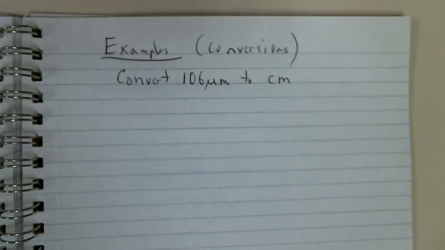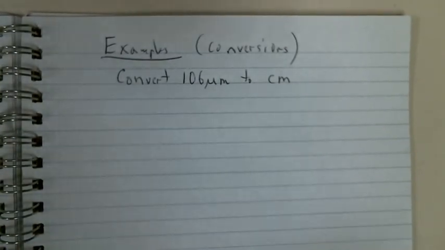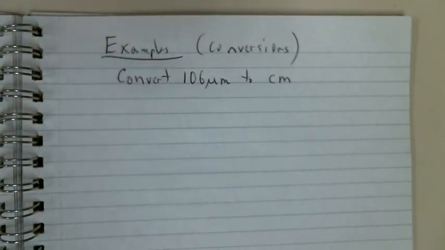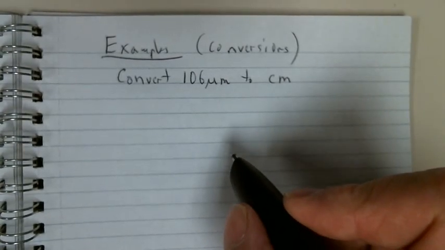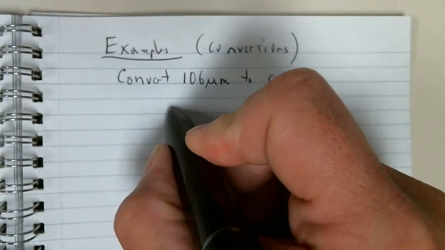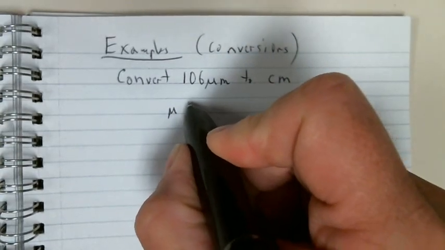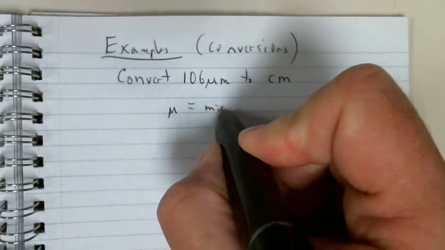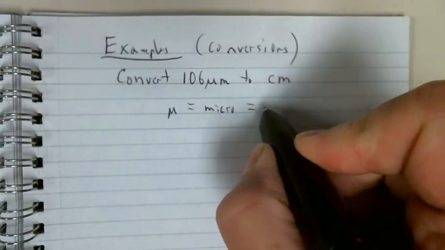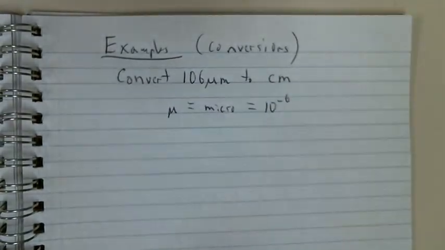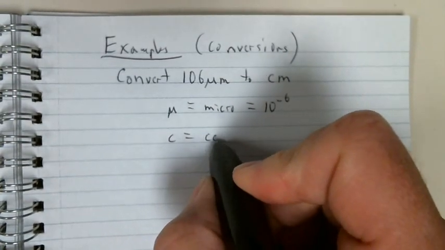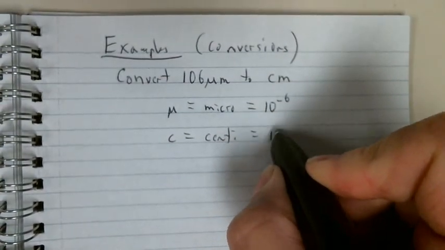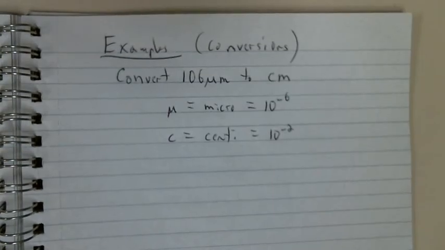Okay, you paused it? Okay, you're back. How'd it go? All right, here's the deal. We need to memorize these metric prefixes. So we need to know that micro is 10 to the minus sixth, right? And we need to know that c is centi, and that's 10 to the minus 2.